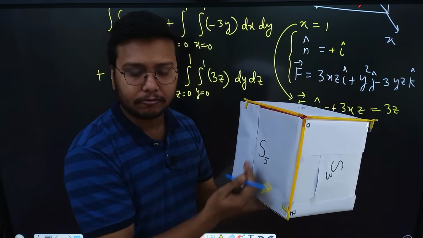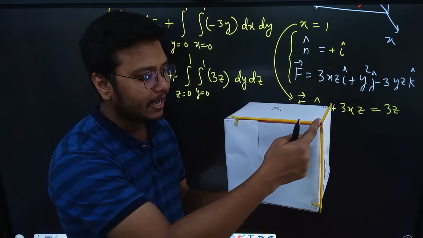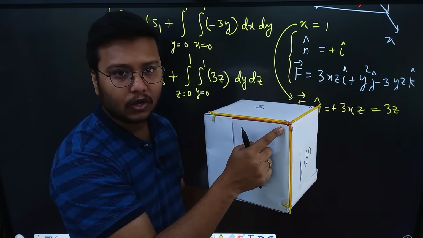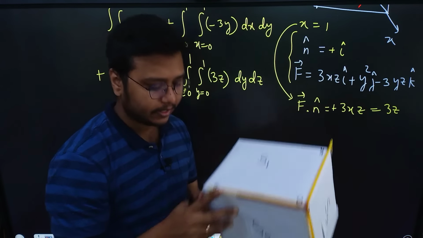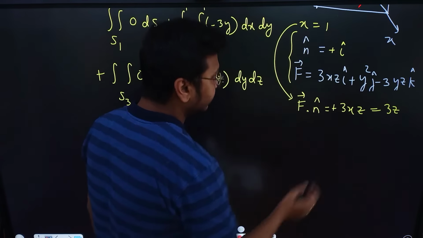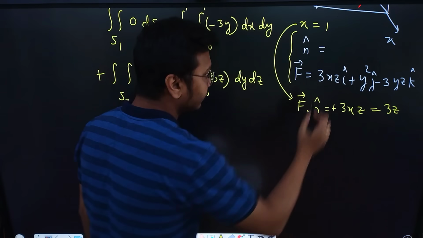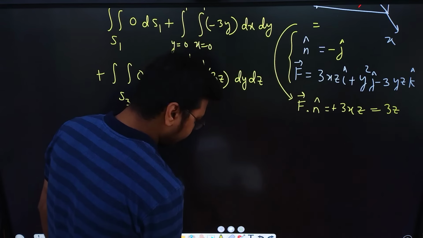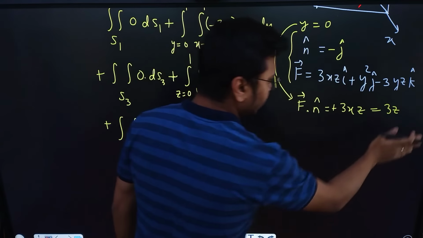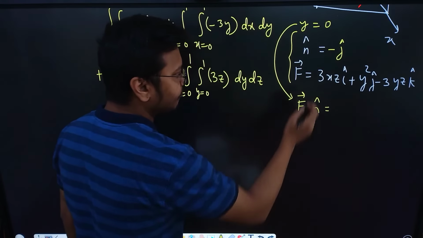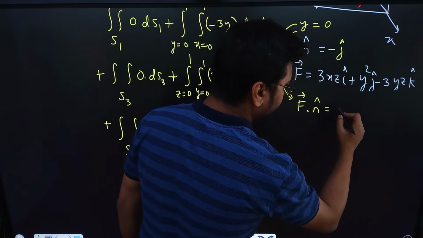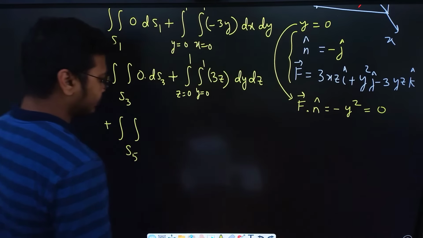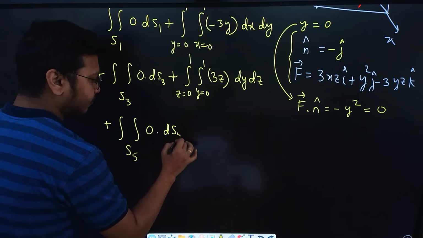And on the S5 plane, x and z values are changing, and the y value is fixed since it's connected with the origin. So y value is 0 on this plane. So this is going to be minus j cap, and the value of y is going to be 0. So if I calculate f dot n cap, that's going to be minus y square, and if I put the value of y equals 0, it's going to be 0. So that's again 0 dS5.